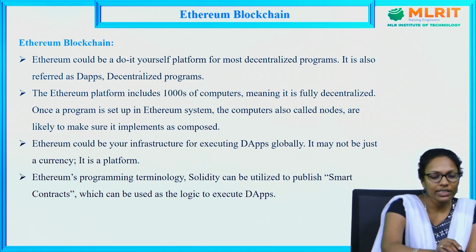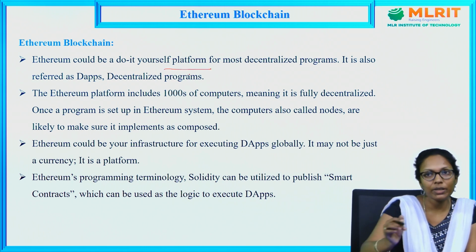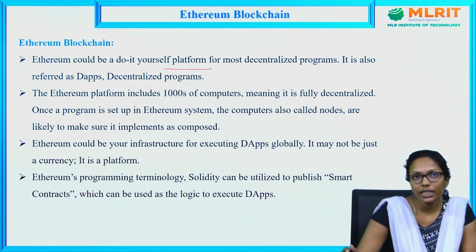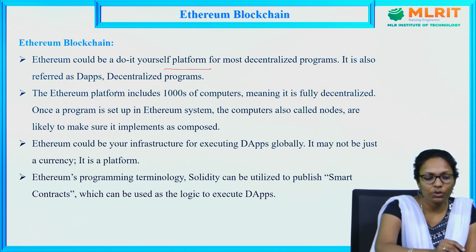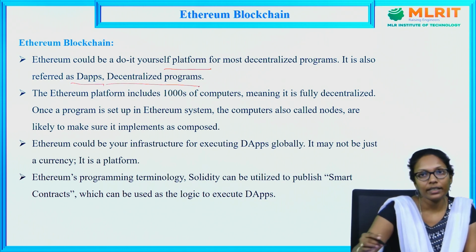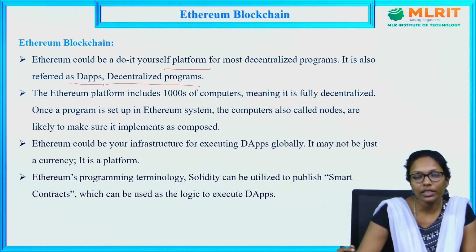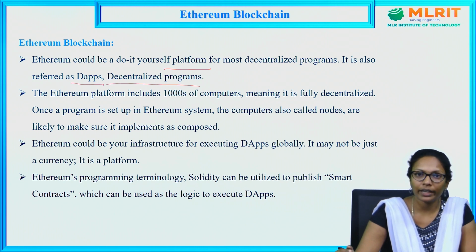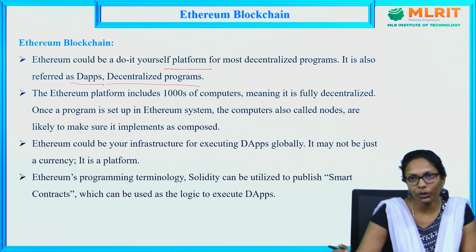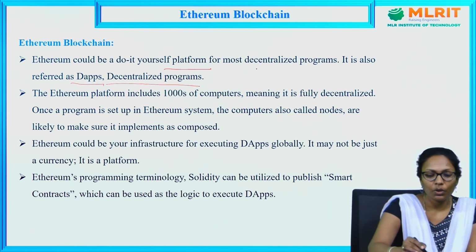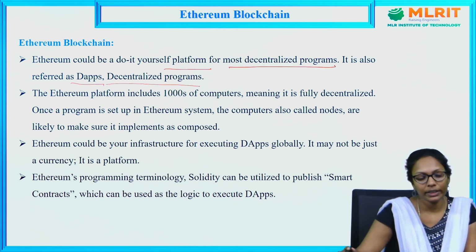Ethereum blockchain is nothing but a platform actually. Ethereum is a platform where we can execute decentralized applications or DApps. We can also call them decentralized programs or applications. To run these programs or applications, we are using a code called smart contract. Ethereum uses blockchain technology. It is a platform where we can write blockchain programs using the Solidity programming language. That particular code is called a smart contract, which is also called a decentralized program or DApp.